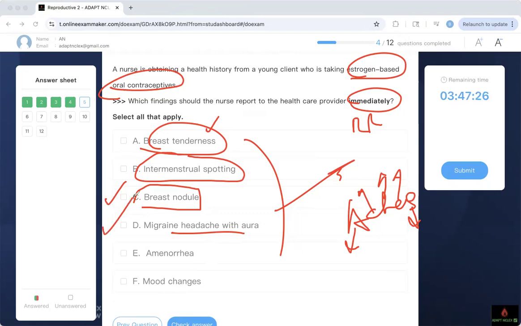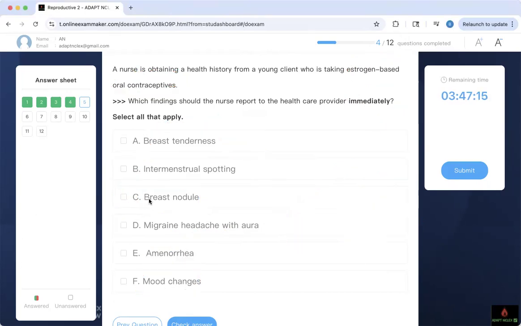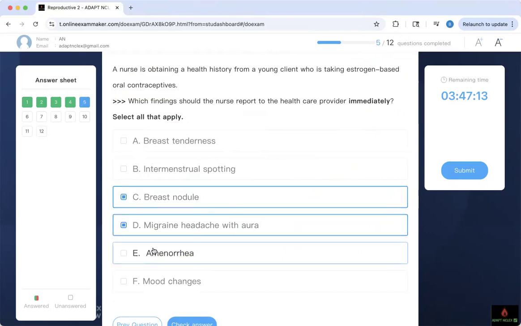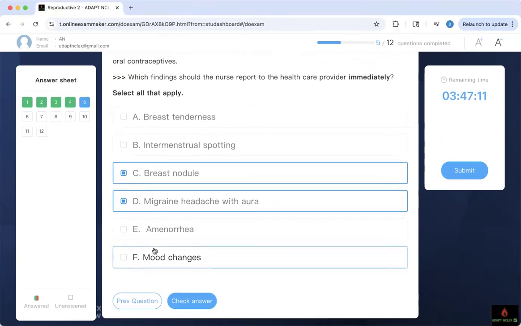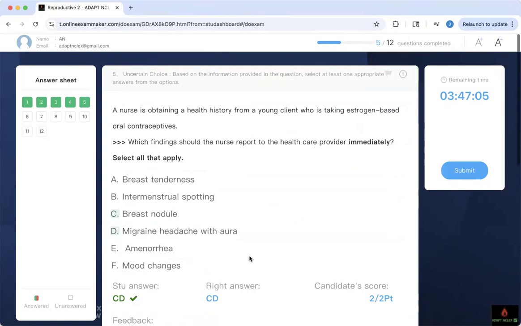Amenorrhea, yeah, sometimes when they give you contraception, you're not going to have your menses. And mood changes are very common. Don't pick them. So only two answers there. If you select more than that, you get 0. But these questions are designed for critical thinking, reproductive questions, maternity nursing, based on the health promotion aspect of your test.